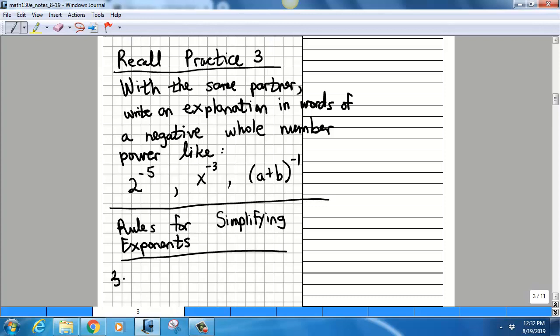Did y'all get something? Do y'all remember that? You do? This is a hard one to remember. I'm not sure I remember. There we go, right. Okay. So how did you explain that? He basically put it the best way. He said the base goes to the denominator and the exponent becomes positive. There you go. Yeah, that sounds good.